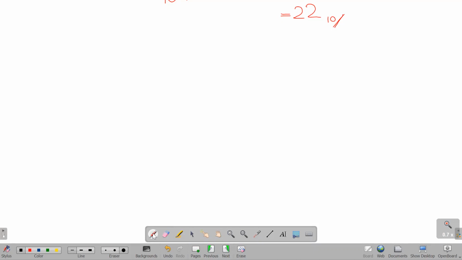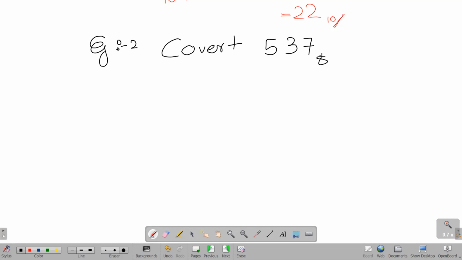Okay, so my second example, example number 2. My requirement is converting, let's say, something easy for you to convert: 537 in octal, no, there's a zero, into decimal. I'll show you one.